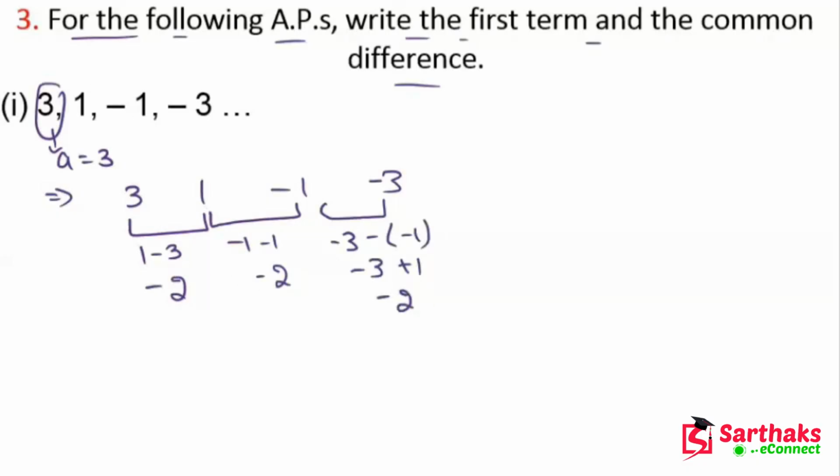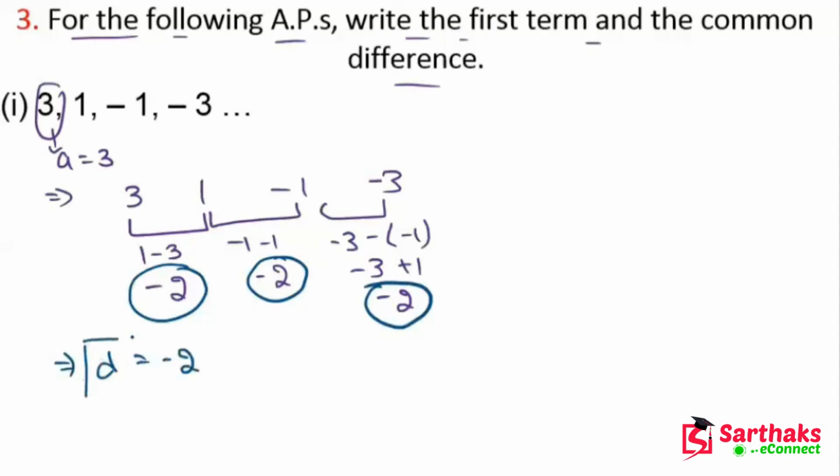So what is the common difference? Minus 2, minus 2, minus 2, which is the same. So our D is minus 2. So my dear friends, this is our complete answer. I hope you get this point. So now let's move on.